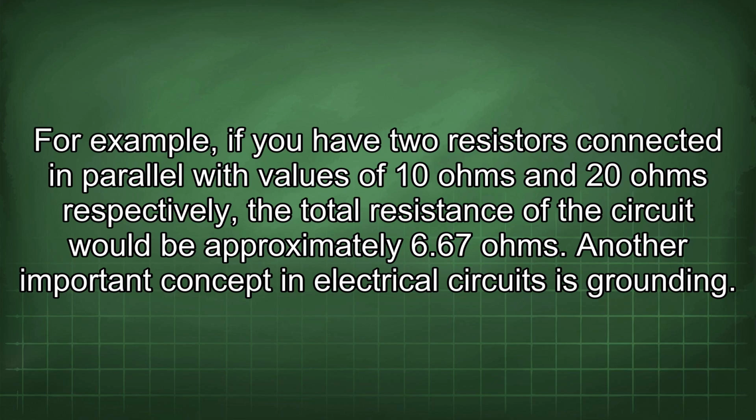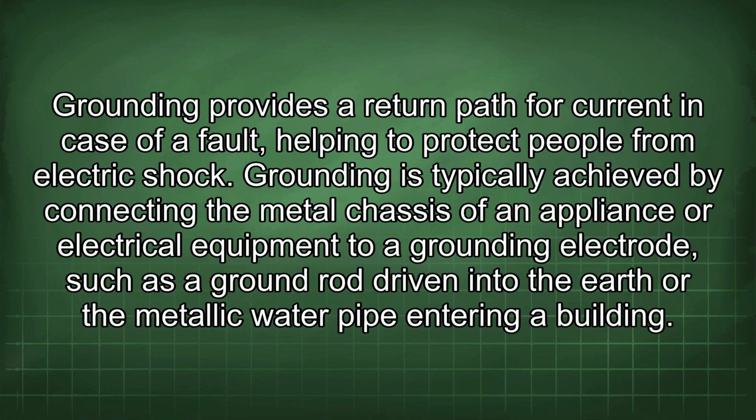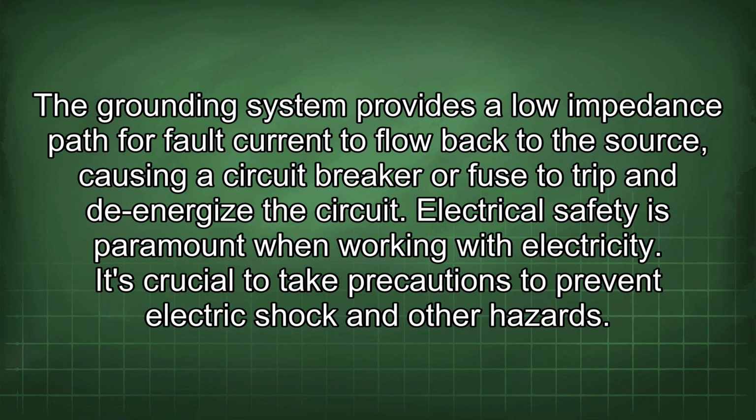Another important concept in electrical circuits is grounding. Grounding provides a return path for current in case of a fault, helping to protect people from electric shock. Grounding is typically achieved by connecting the metal chassis of an appliance or electrical equipment to a grounding electrode, such as a ground rod driven into the earth or the metallic water pipe entering a building. The grounding system provides a low impedance path for fault current to flow back to the source, causing a circuit breaker or fuse to trip and de-energize the circuit.